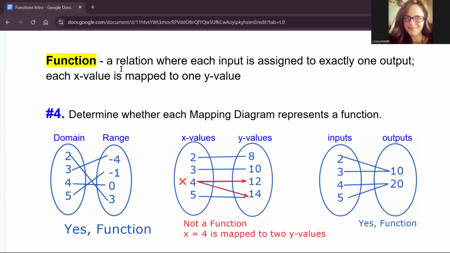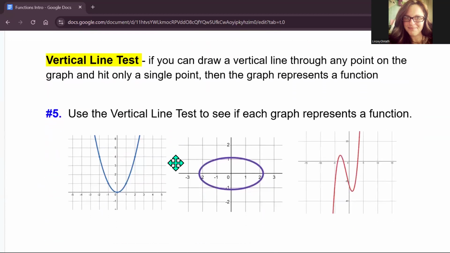Moving on. Another way to determine whether a relation is a function is to use the vertical line test. This is especially useful when you have a graph. The vertical line test says that if you can draw a vertical line anywhere through the graph and hit only one single point, then it is a function. And I could draw a vertical line here, and I hit the graph just one time right here.